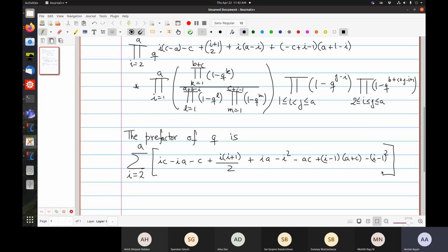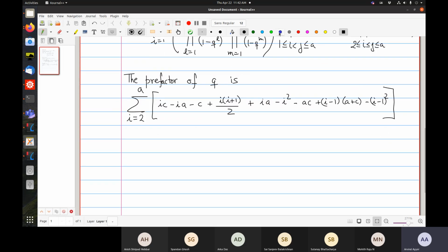Okay. So now let me cancel terms. So there's a minus IA and plus IA. Okay. And now let me simplify a little more. So this is sum I equals 2 to A again. I have an IC over here and I have another IC over here, so I have a 2 IC. I have a minus C over here and I have another minus C over here, so that's a minus 2C.